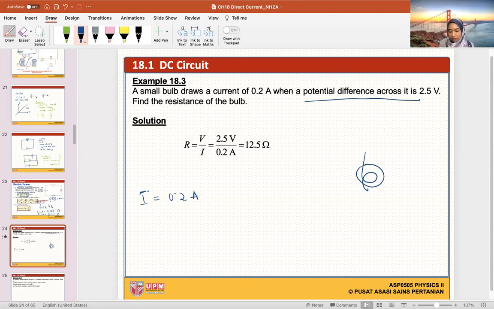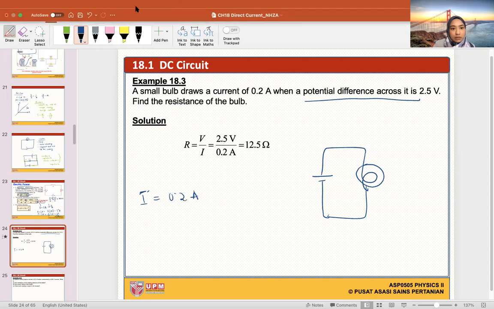Oopsie. I have to take this call. Okay, so I have a bulb and the potential difference across it is, okay, wait. This is important.